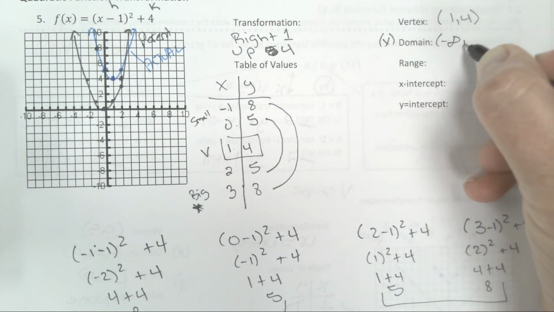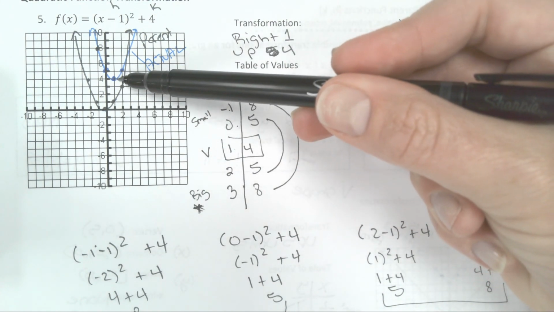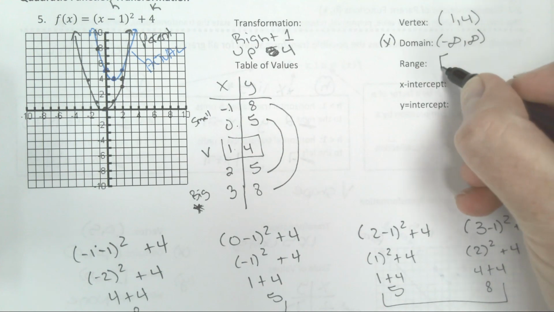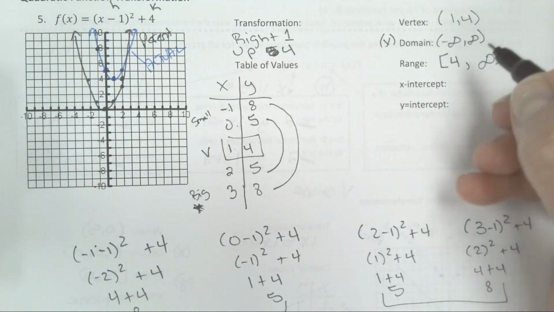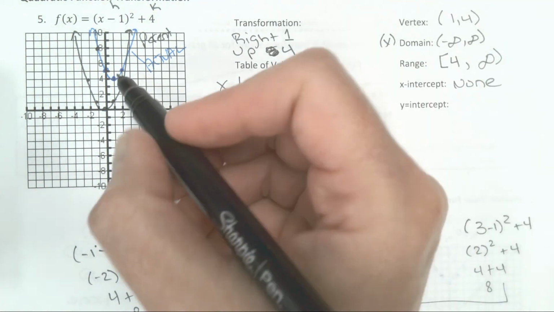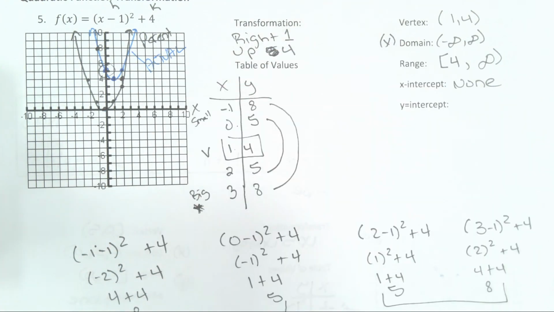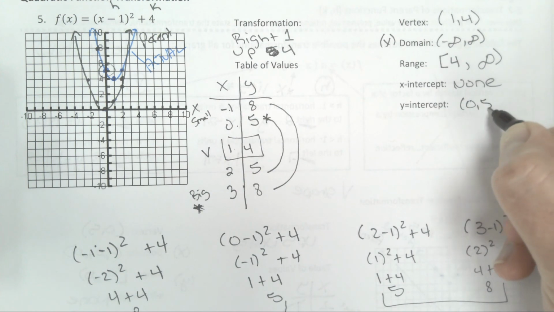It goes -infinity to infinity. Your range is your y value, so you come up and 4 is the smallest point that you come to, and it goes up to infinity. Your x-intercept, it does not cross the x-axis, and your y-intercept is right there at 0, 5.